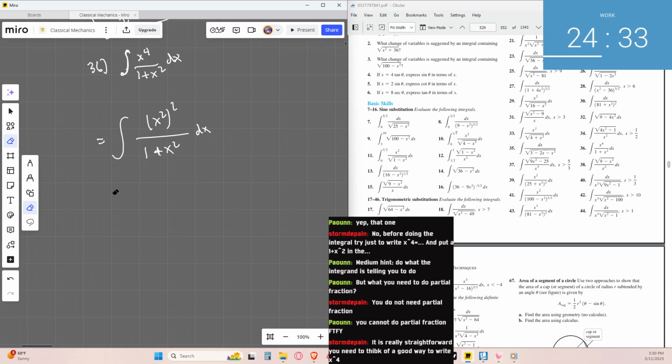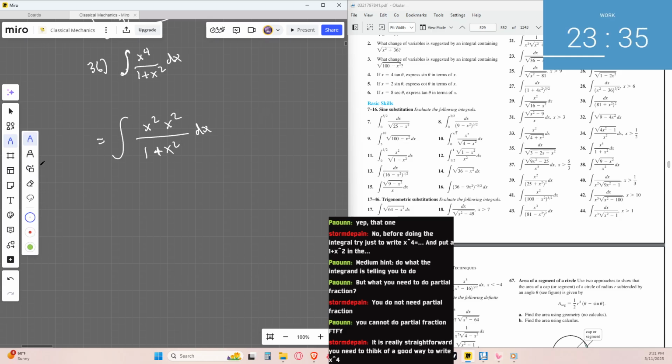It's really straightforward. You need to think of a good way to write it. Okay, so it's another way of writing the top, okay. So I guess that one is not really great to write. Okay. We'll try it that way, I guess. And now what? I mean, that's one way.